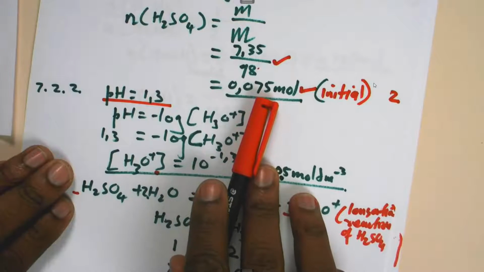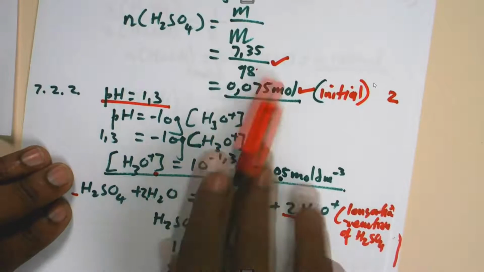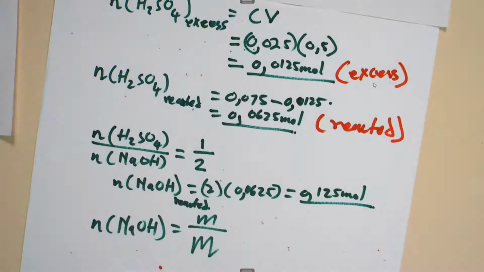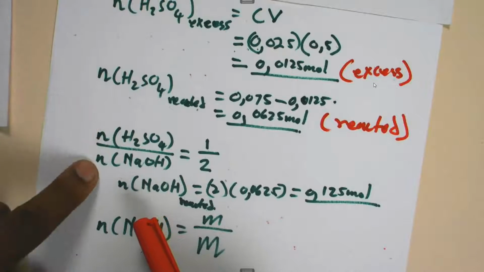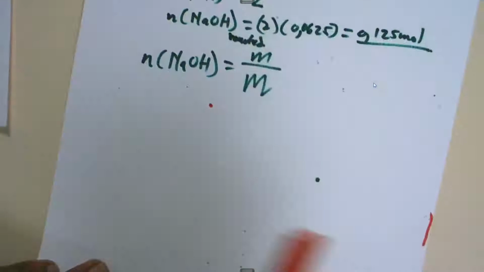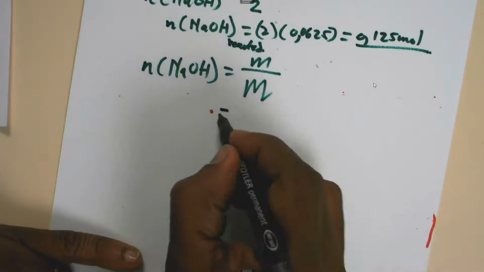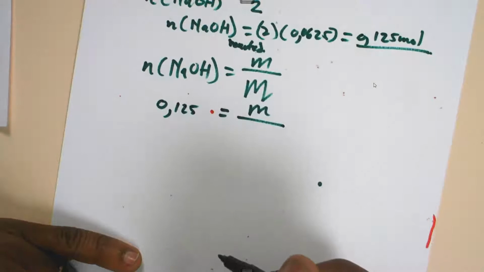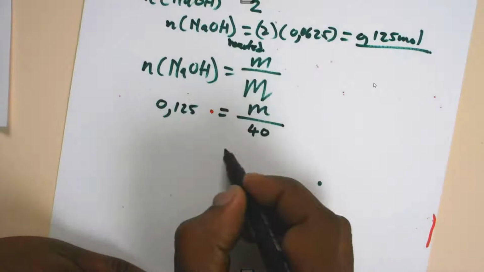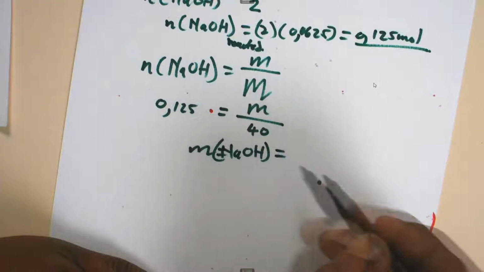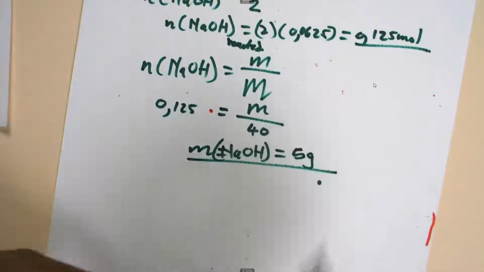But initially, I was asked to calculate also the number of moles of H2SO4. So from the number of moles, I can easily get the number of moles that has reacted, and then use my molar ratio to link the information that is given with the one that is being asked, or the unknown in this case, and then get the number of moles. Once I have the number of moles, it will be quite easy for me to calculate the mass. So the number of moles will be 0.125, and then we want the mass. When I calculated the molar mass, I got something like 40. Then it means the mass of sodium hydroxide is just equal to 5 grams.